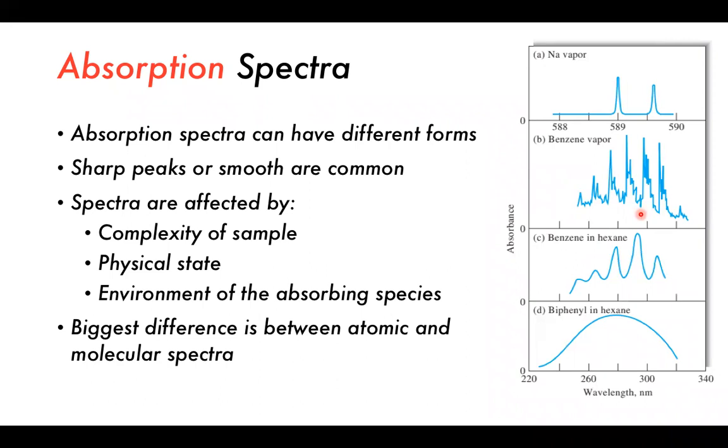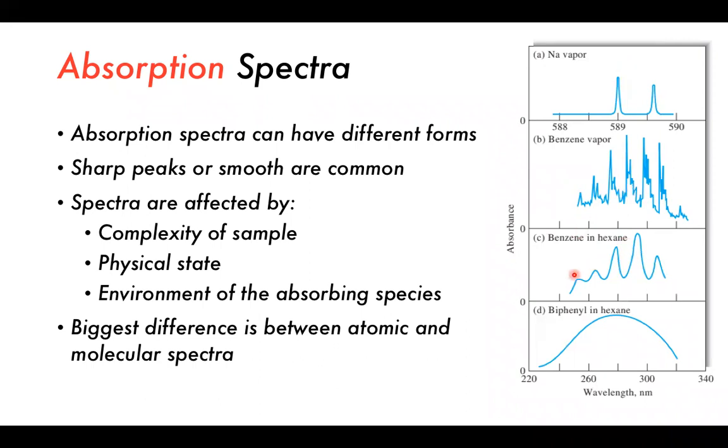There are 6 carbons and 6 hydrogens. They're bonded together. Because they're an aromatic ring as well, they can share energy in the ring, and it creates a vast number of energy states compared to the atomic absorption.